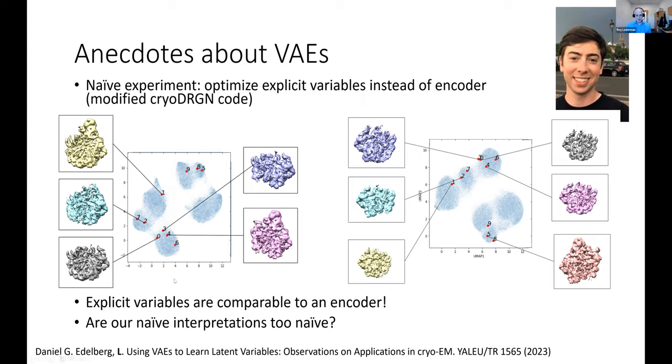These are the results for the original CryoDragon. This is the slightly modified CryoDragon that just optimizes each one of the variables. I can't say that they're quantitatively the same, because even if you run CryoDragon twice, you don't get exactly the same thing, but at least qualitatively, they're very, very similar. So it looks like it's possibly just memorizing these variables. So this fancy encoder is a really fancy table, at least in this case, okay?